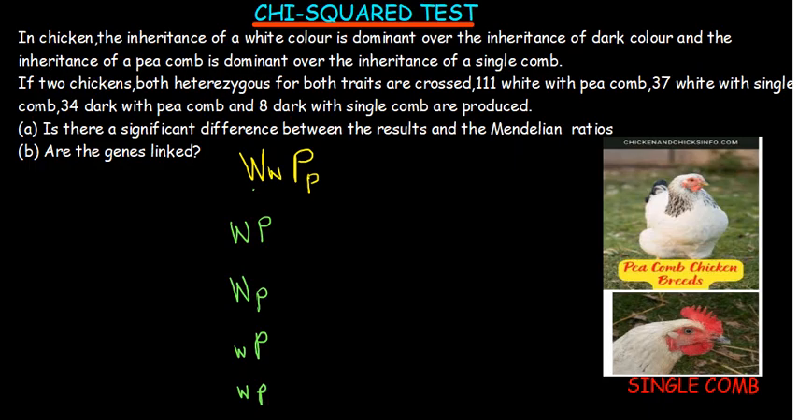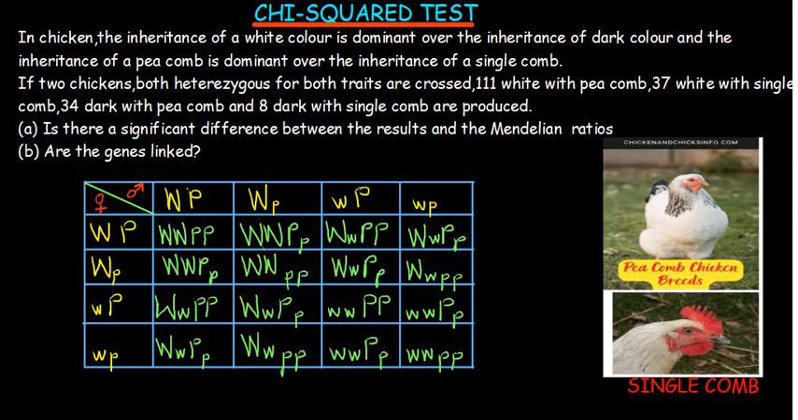Now we know that they both have the same genotype, therefore the other one is going to have the same kind of gametes. Even the phenotype is the same. And so these are the individuals which are going to cross. Now let's perform the cross and see what we are going to get. So these are the genotypes of the offspring that we are going to produce.